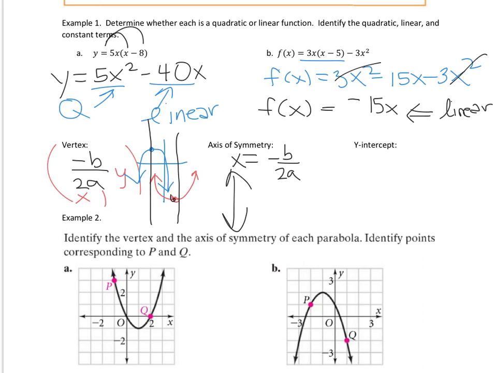The y-intercept is where the parabola crosses the y-axis. To find the y-intercept, what you need to do is set x equal to 0, because right here x is 0, and see what the function f of 0 is. When you plug in f of 0, you're going to get the y-intercept.